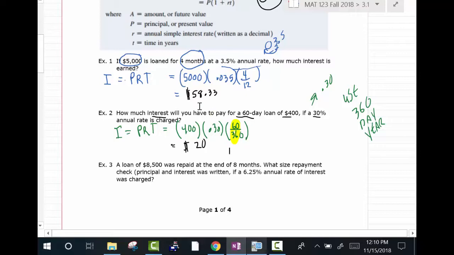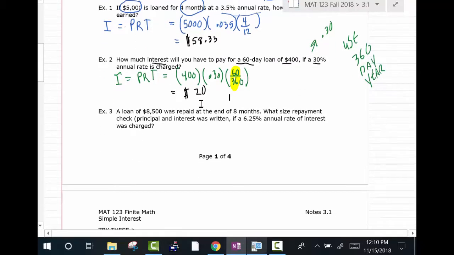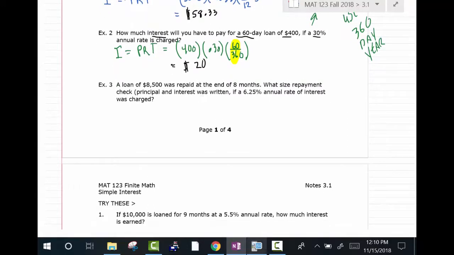Okay, simple interest is simple. It really is. It's simpler than compound interest and other things. Okay, so the next one, what we're going to do is they say that a loan of $8,500 was repaid at the end of 8 months. Okay, and what this says is what size repayment check, principal and interest, was written if you had 6.25% annual interest rate. Well, we need to find the interest first.